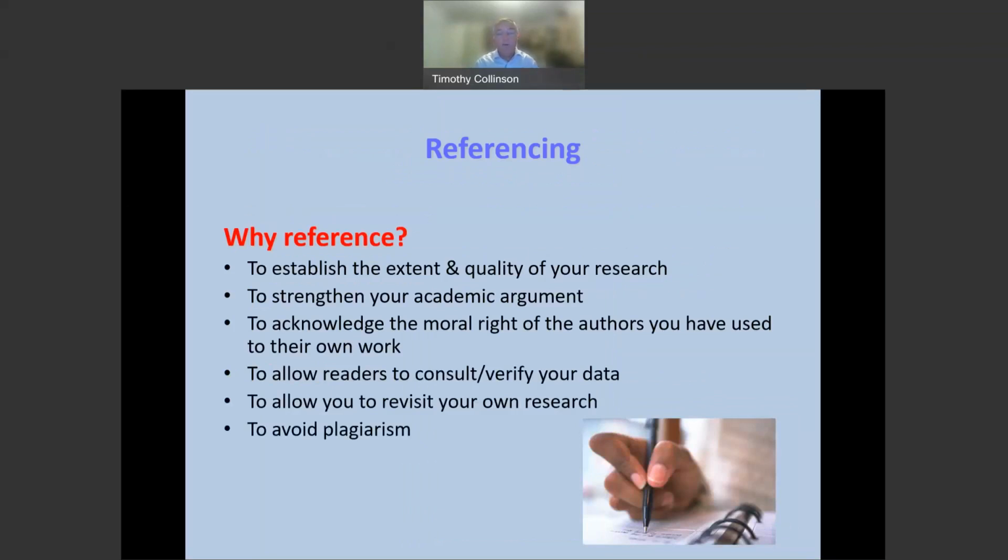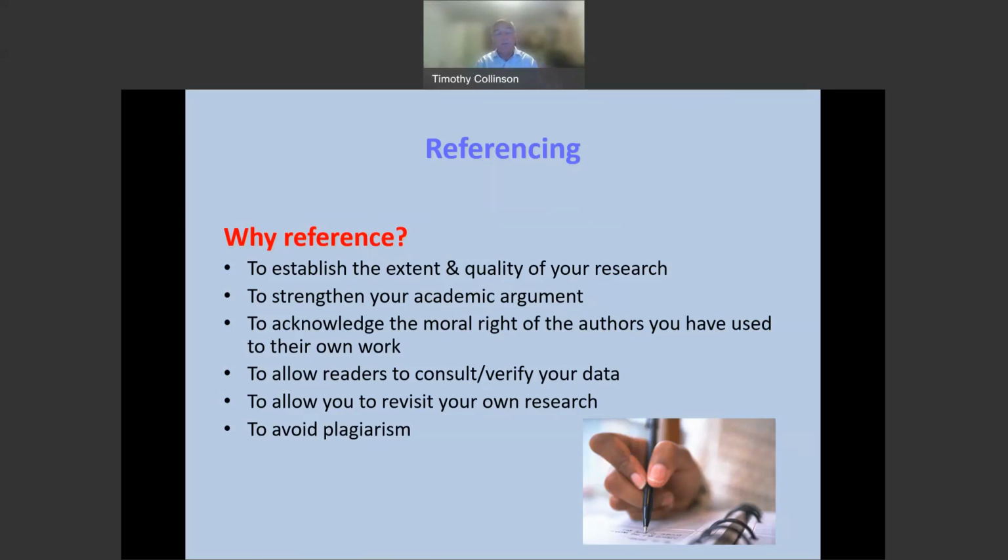Well, it's one of the few occasions it's acceptable in British culture actually to show off, because it establishes the extent and the quality of our research, what we've been reading, what we've been looking at, what we've been finding. It strengthens our academic argument, and it acknowledges the moral right of the authors that we've used, that their work is something they produced and we're understanding that. It allows readers to consult and to verify our data. And of course, we might be those readers subsequently.